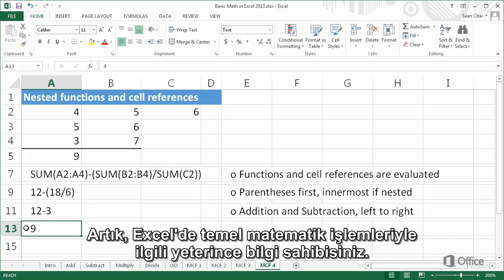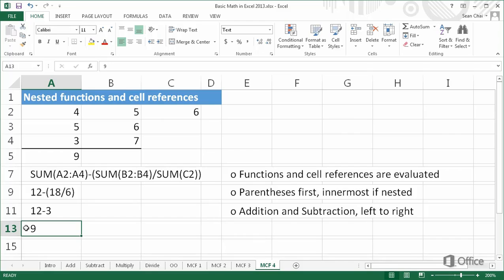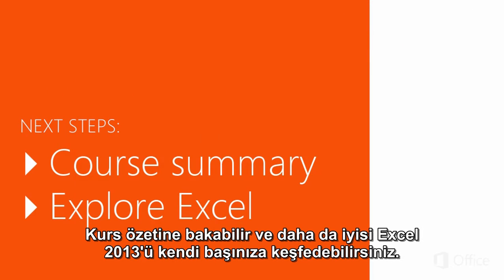Now you've got a pretty good idea about how to do basic math in Excel. Of course, there's more to learn, so check out the course summary at the end, and best of all, explore Excel 2013 on your own.